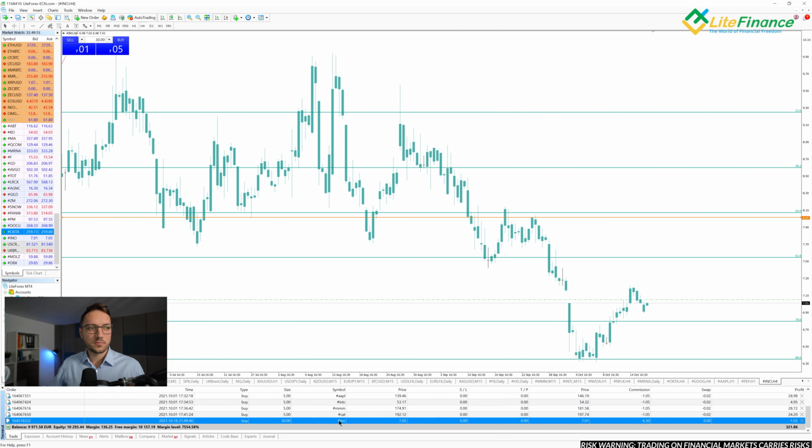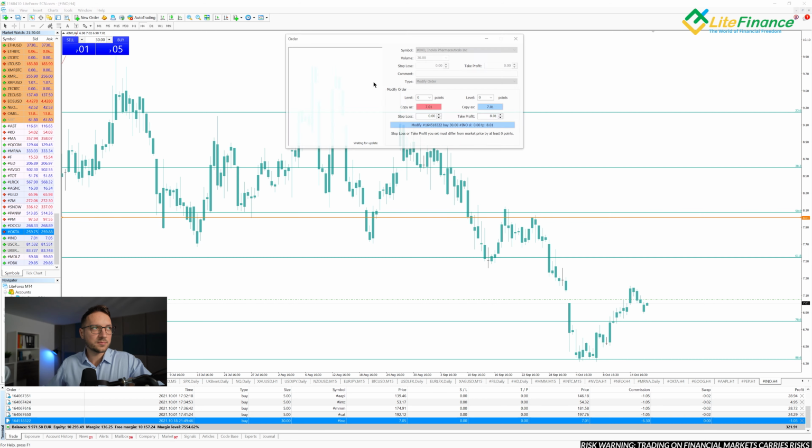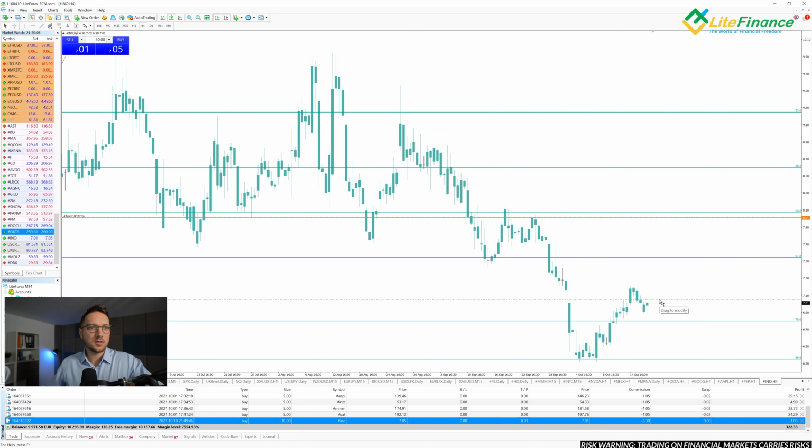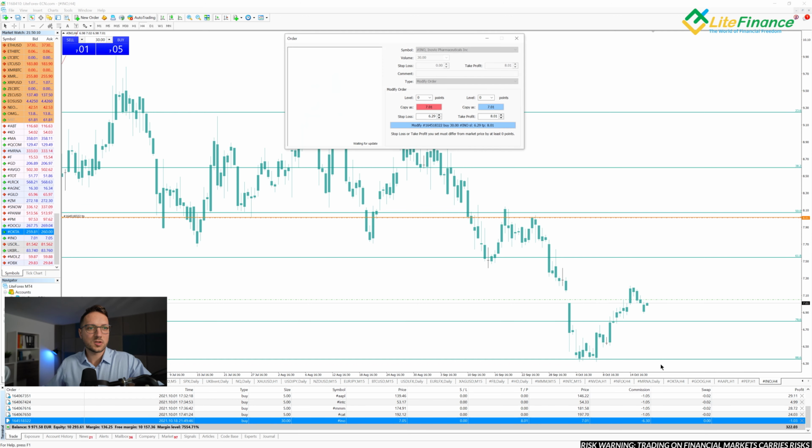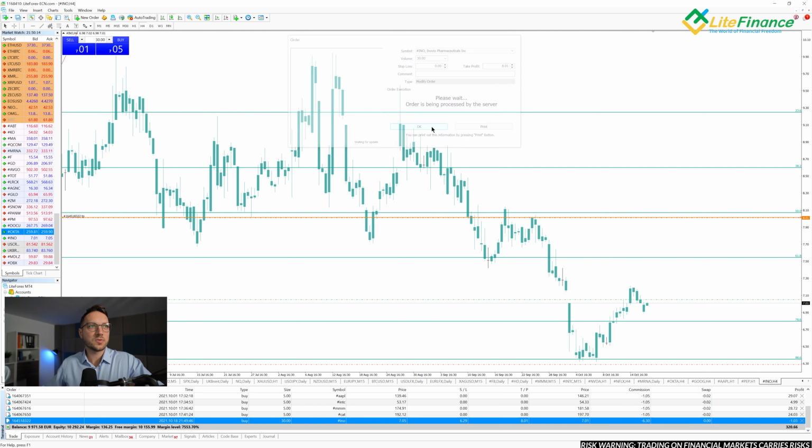So we have a buy transaction, 30 lot size at the current price, and now let's set our take profit. Okay, and now let's set our stop loss, which is right below the prior entry that we discussed.